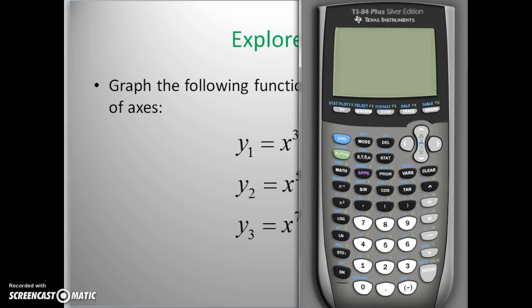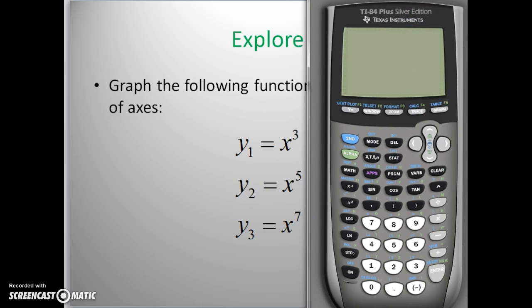So I have my graphing calculator here. Just slide this over so we can see our functions. And in y1, I'll go ahead and graph x to the third power. In y2, x to the fifth power. And in y3, x to the seventh power. So all of the exponents are odd. So that's x to the third, x to the fifth, and x to the seventh.